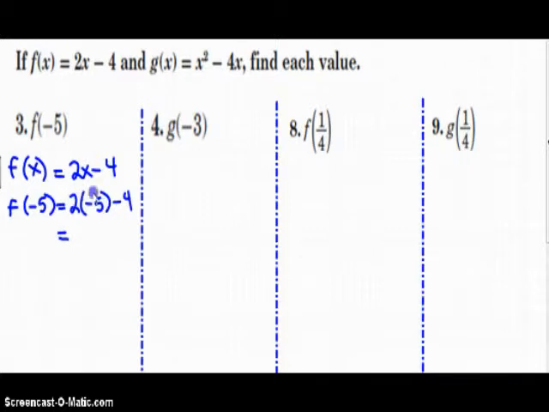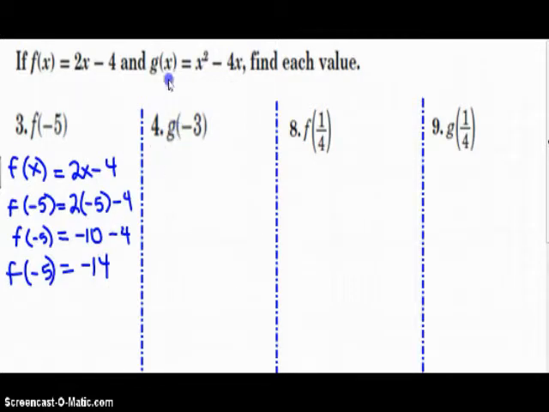The work comes on the right side. 2 times negative 5 is negative 10. Negative 10 minus 4 is negative 14. So the f of negative 5 equals negative 14. So all this means is that when I plug negative 5 into my f function, the output or the answer is negative 14. So now let's take a look at number 4.